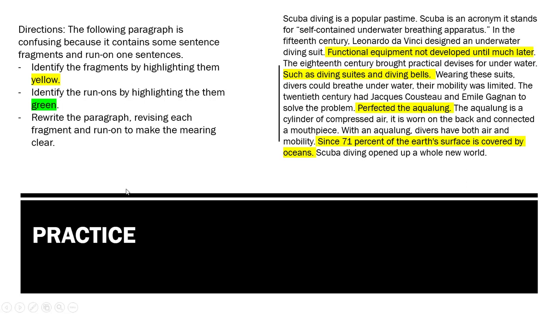Now let's look at our run-ons. All right, I left the highlighted area for our fragments. Now we have: Scuba is an acronym. It stands for Self-Contained Underwater Breathing Apparatus. What we need is a punctuation mark there to help that one. Wearing these suits, divers could breathe underwater. Their mobility was limited. All right, again, a little bit of punctuation will make it all better. So let's look at our revised paragraph.